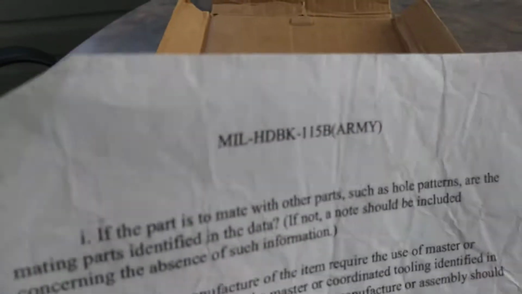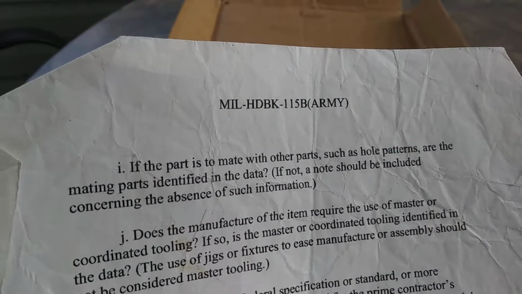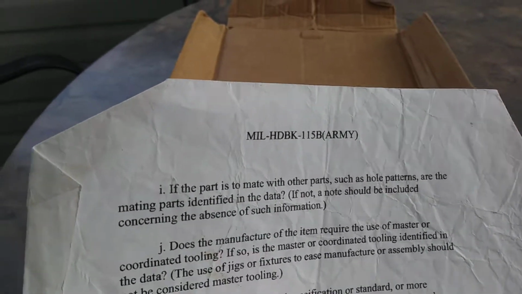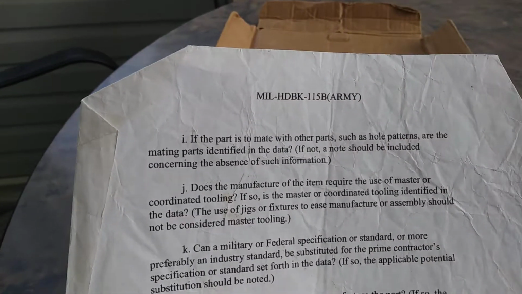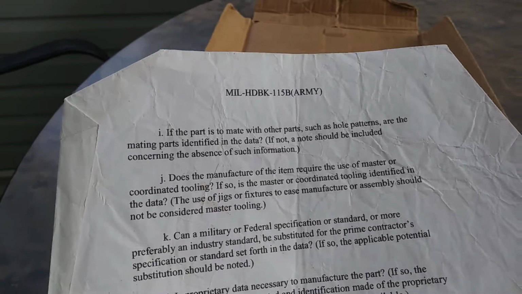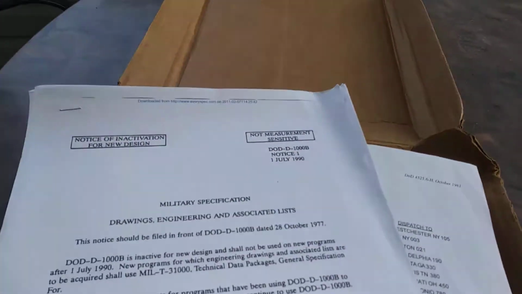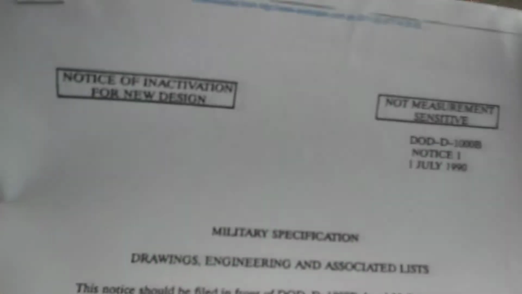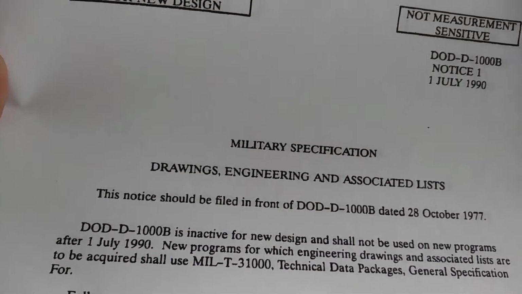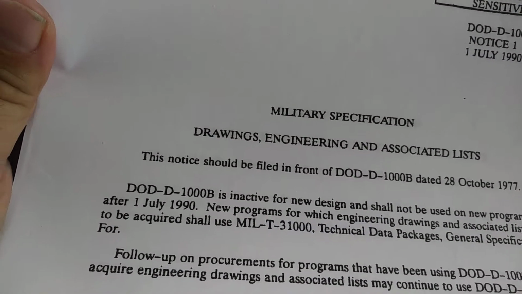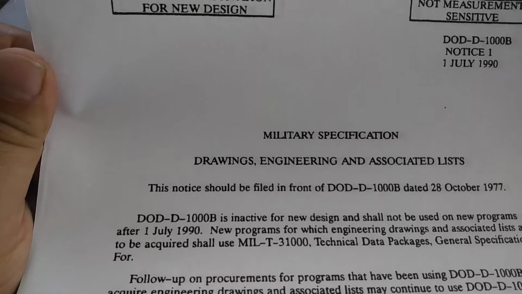All right, also this Military Handbook 115B, Army reverse engineering. Basically that's any sketch. Before you learn how to do a pump or a motor or something, you might have to draw a couple sketches up before you start, or if somebody else already has patent drawings. Next we have the DoD Directive 1000B, notice 1st January 1990, military specification drawings, engineering associated lists.